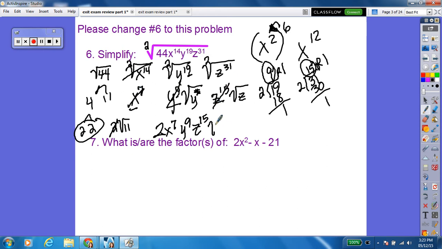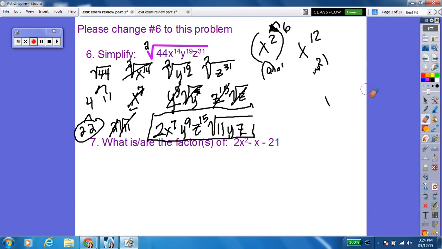Those are all done. Now what we're going to do is put our leftover square roots back in. So we have the square root of 11. There was no x. Square root of y to the first power, square root of z to the first power, sorry. And there we have our final answer. You guys got it? So when you're doing square roots or roots and exponents, divide. Okay? Alright, I got to do a little erasing here for you.